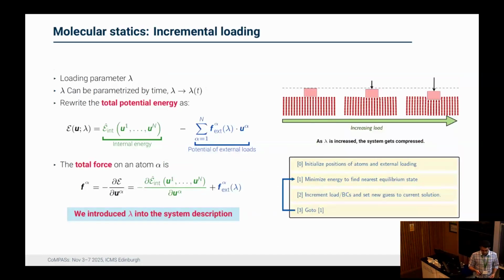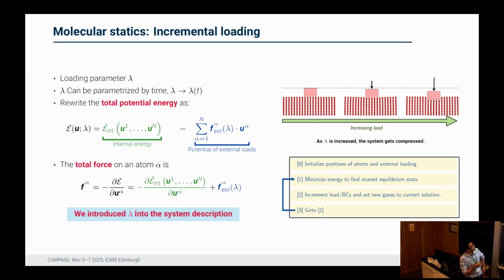Now, let us think about incremental loading or proportional loading where, for example, if you have a body, like what Patrick Farrell was talking about, they have a strut or something and they put load and that buckles. So that load itself or the strain itself is a loading parameter. So here we have a system and we incrementally compress it. This is the increasing direction of the load, and let us call that compression lambda. That lambda can be anything.